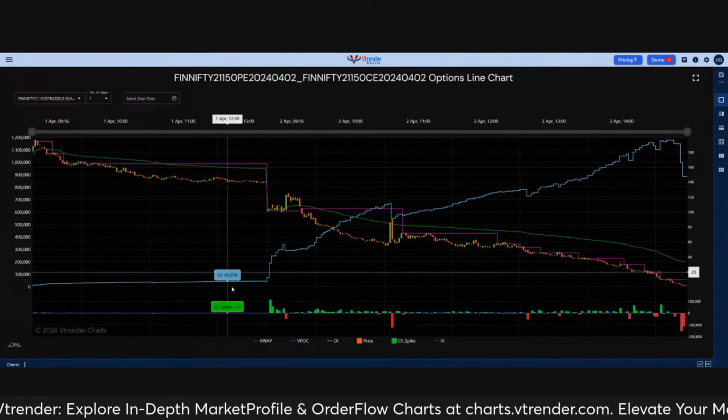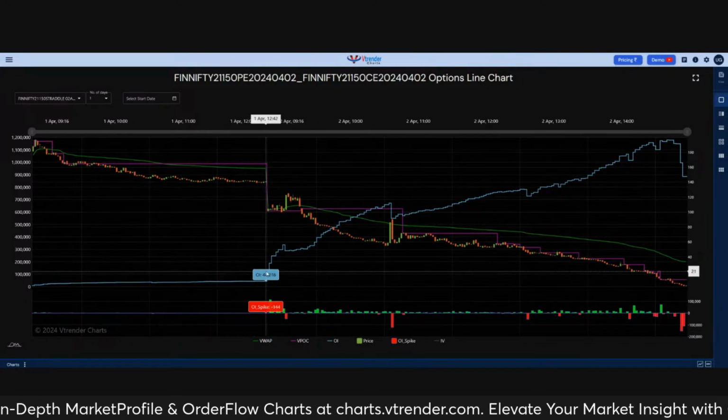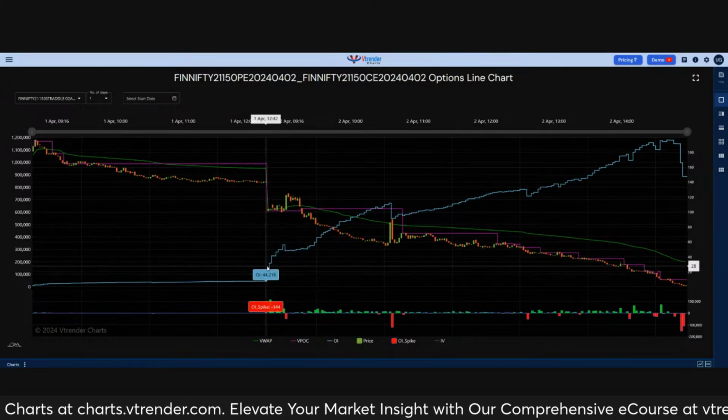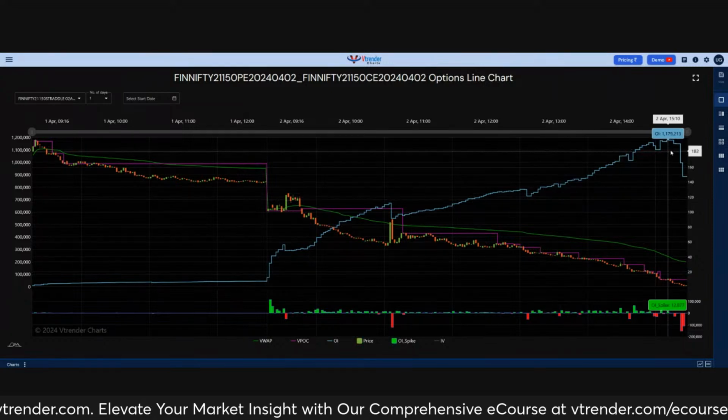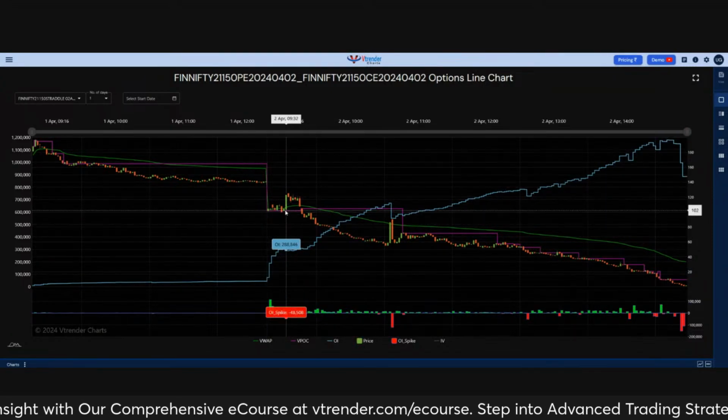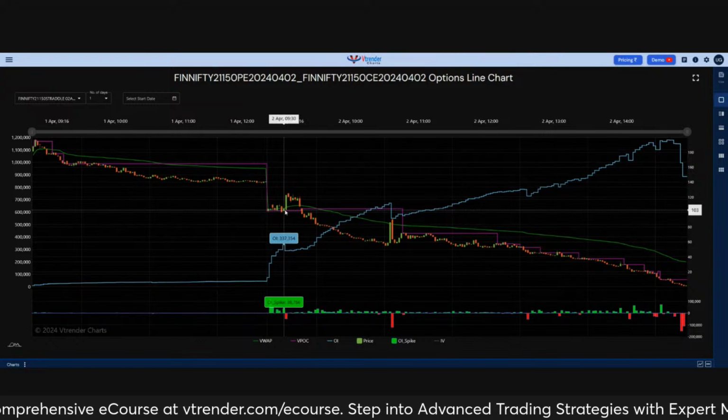So similarly in FinNifty, we can see the open interest of today has been rising right from the open. From 9:15 till the close, the OI was only going higher. And you can see the POC, which was at 100 levels at the open.